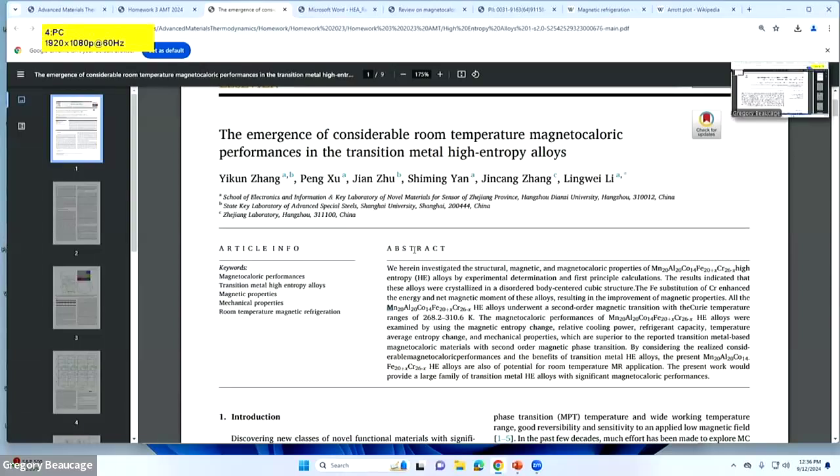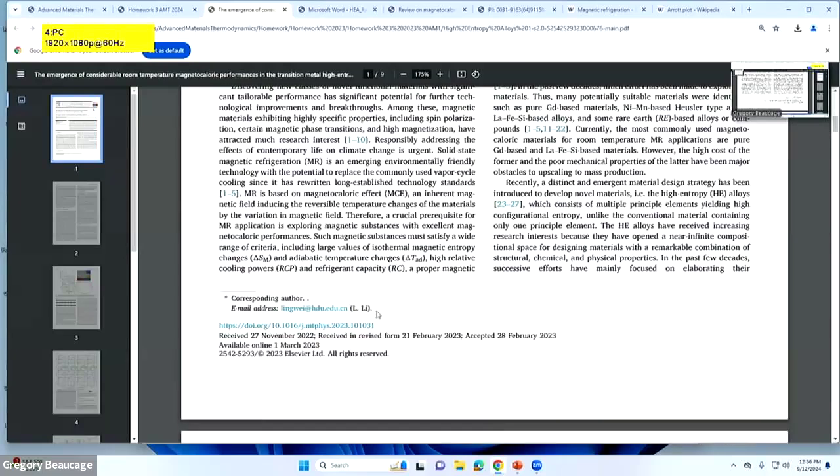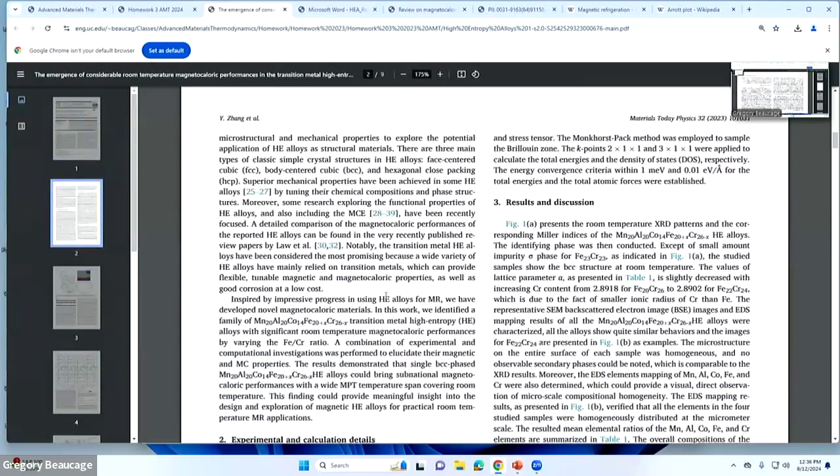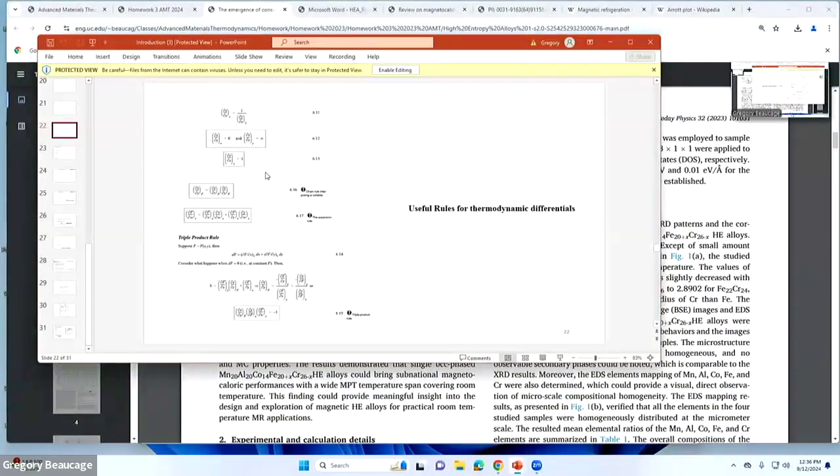Anyway, that's basically what the alloys are. So what they're doing with it, they want to make what's called a magnetocaloric material, meaning you can take it through a ferromagnetic to a paramagnetic transition.